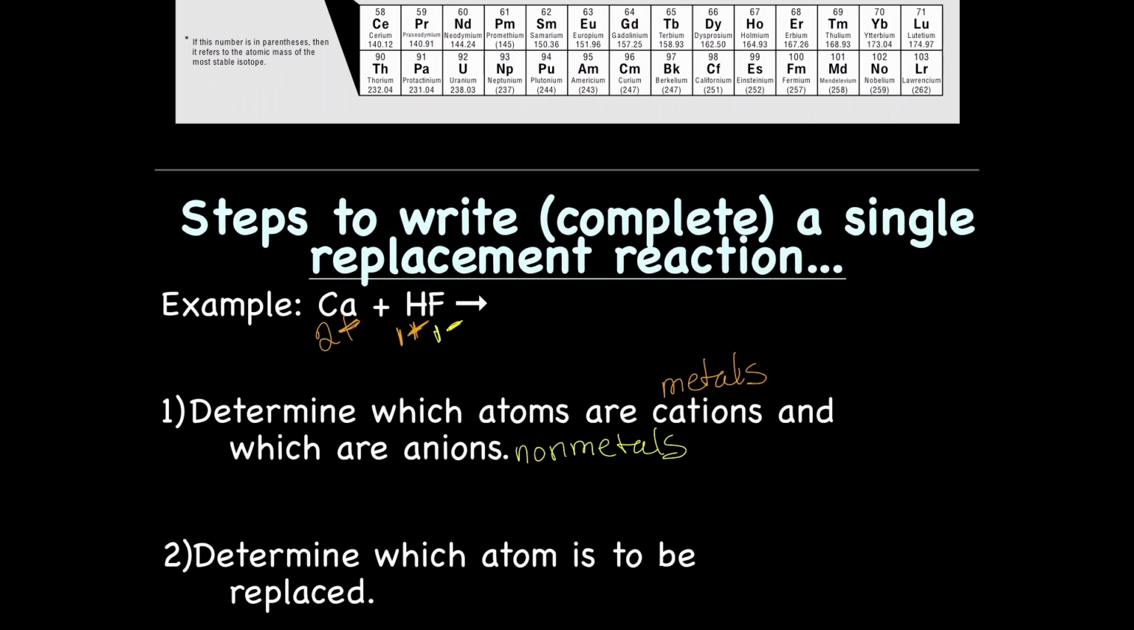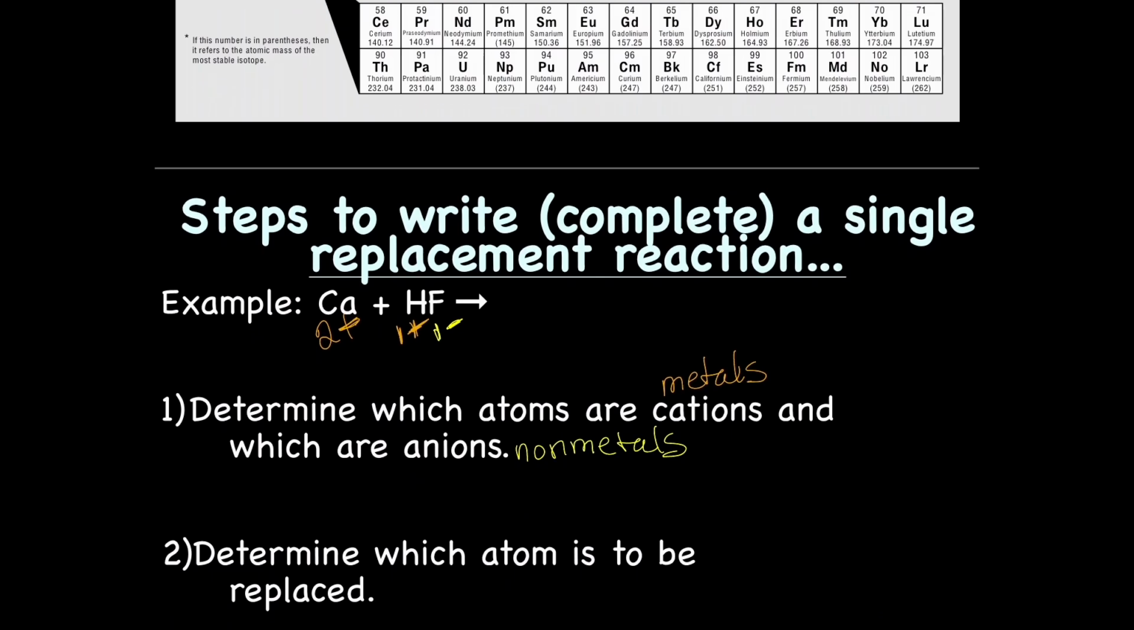Step 2, determine which atom is to be replaced. So remember what we just talked about is that if you have a metal as a single atom, it's going to replace the metal in the ionic compound. So that means we're going to have H and Ca swapping places, or the Ca is going to replace the H.